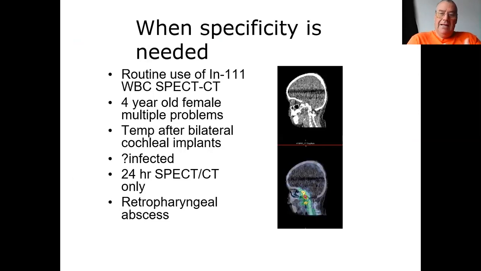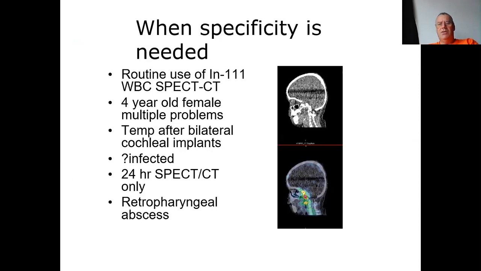This is a classic clinical example of where you want to use white cells. So this is a 4-year-old child with multiple problems and a learning disability. She was born deaf and then had a cochlear implant. Afterwards she had a peak temperature. We were very concerned that the patient may have an infection of the cochlear implant.